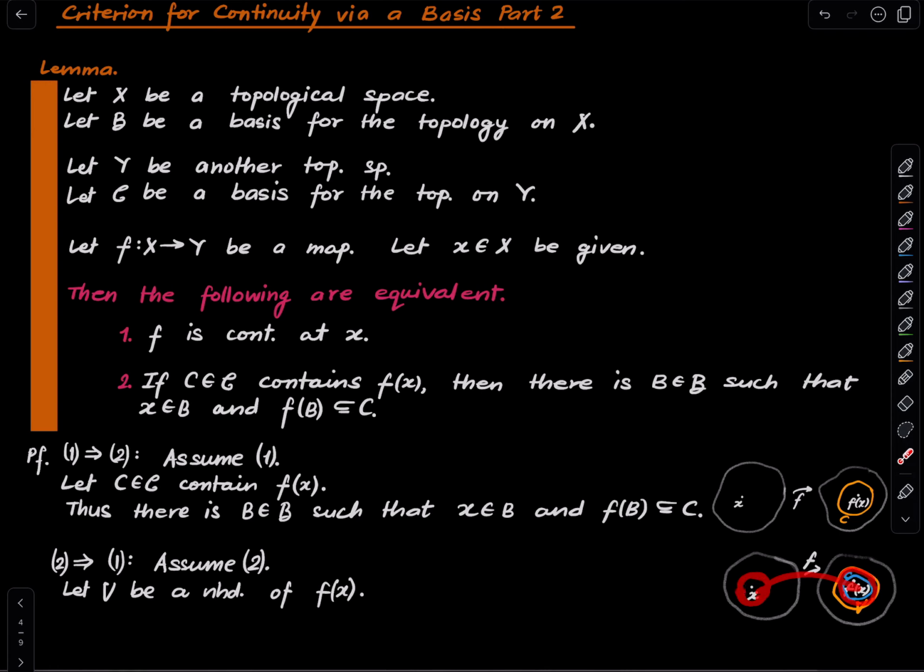Lastly, any element of script B that contains X is also a neighborhood of X, because any element of script B is open in X. And therefore, we have located a neighborhood of X whose f image is inside V. That's all we needed to show that f is continuous at X. So I've said it in words and showed it in pictures, and you should be able to write it down now. So I am not going to write all the details. Okay.